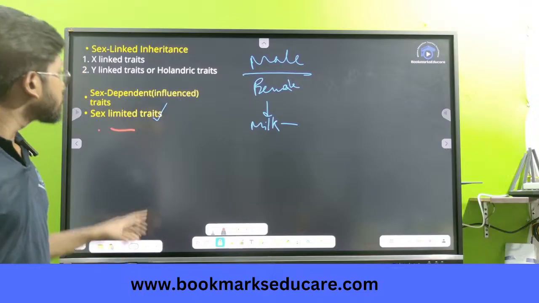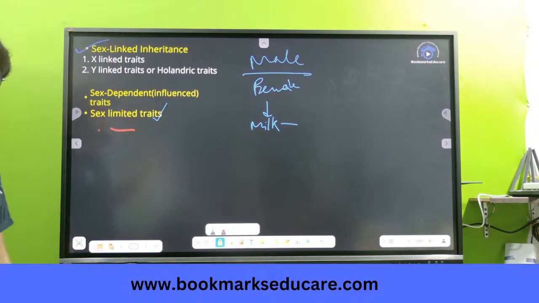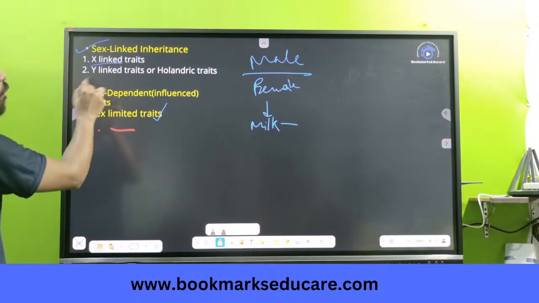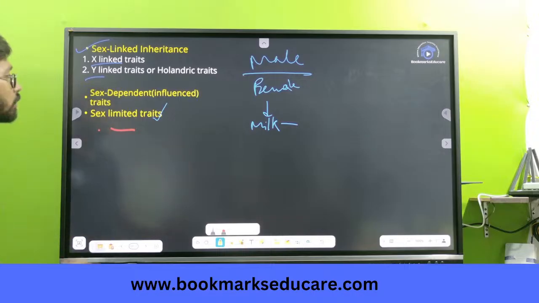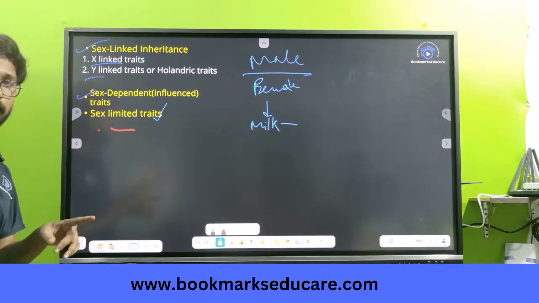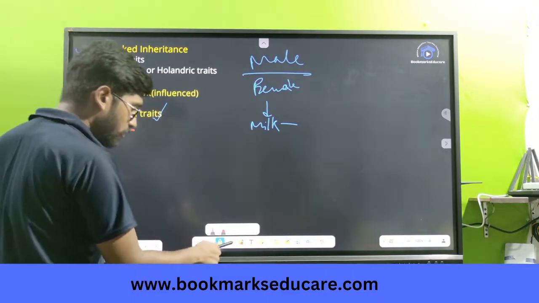Okay, so we got three kinds of sex inheritance. One is sex linked inheritance, meaning the characteristic is on either the X chromosome or the Y chromosome, and we will work with that. Then there are sex dependent traits. These are autosomal traits. Let me write it, because you people will forget.